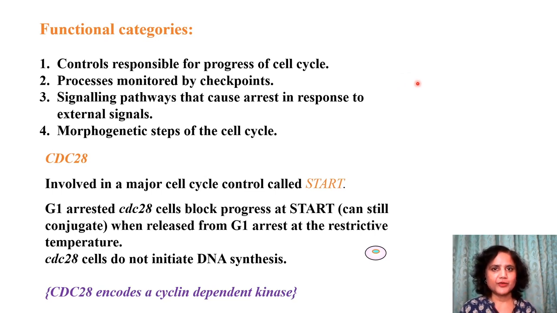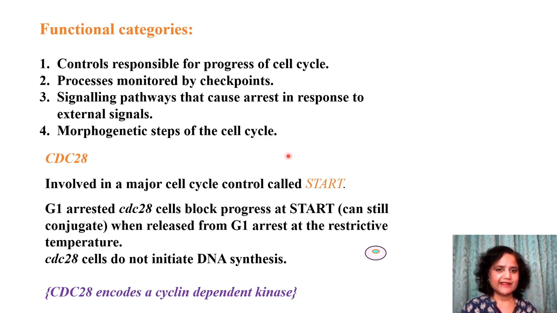And we'll discuss more about these pathways later on in the course. They also thought that maybe they might find genes involved in signaling pathways that cause arrest in response to external signals, and also those which are involved in morphogenetic steps of the cell cycle. That is, even though these genes are not regulatory, they are important for certain morphogenetic steps, and if it doesn't occur, then you might get a cell cycle arrest.